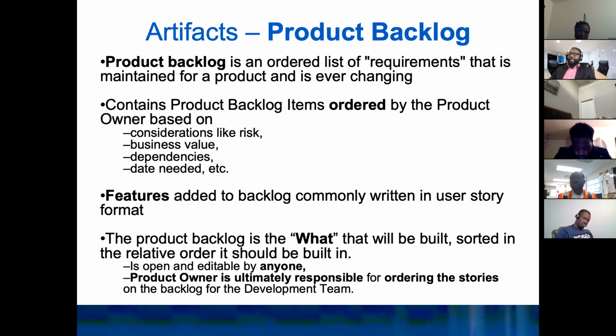The product backlog is the what of the what that we need to build, right? And it is sorted in relative order, the order in which it should be built, based on those criteria. It's open and editable by anyone. The product owner is ultimately responsible for ordering the stories on the backlog for the dev team, okay? So it's open and editable by anyone. But one thing that I just told you: anyone, meaning with the approval of the product owner, okay? That's something very important.